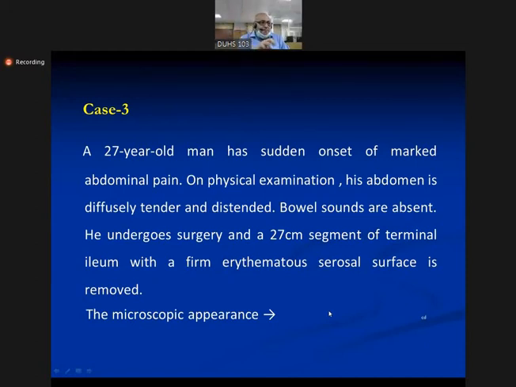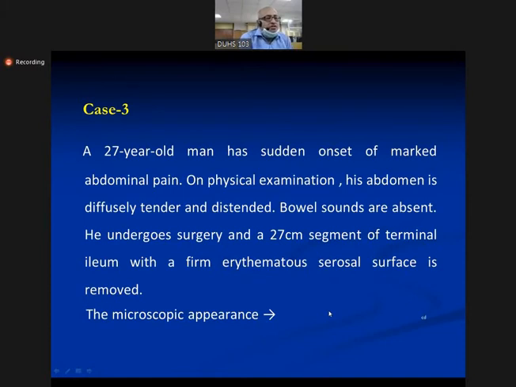So in case three, a 27-year-old man has sudden onset of marked abdominal pain. On physical examination, his abdomen is diffusely tender and distended. Bowel sounds are absent. He undergoes surgery, and a 27 centimeter segment of terminal ileum with a firm erythematous serosal surface is removed. Here you can appreciate this is one category of inflammatory bowel disease in which resection has been performed. Why was resection performed and this 27 centimeter segment removed? It is because the patient presented with intestinal obstruction.